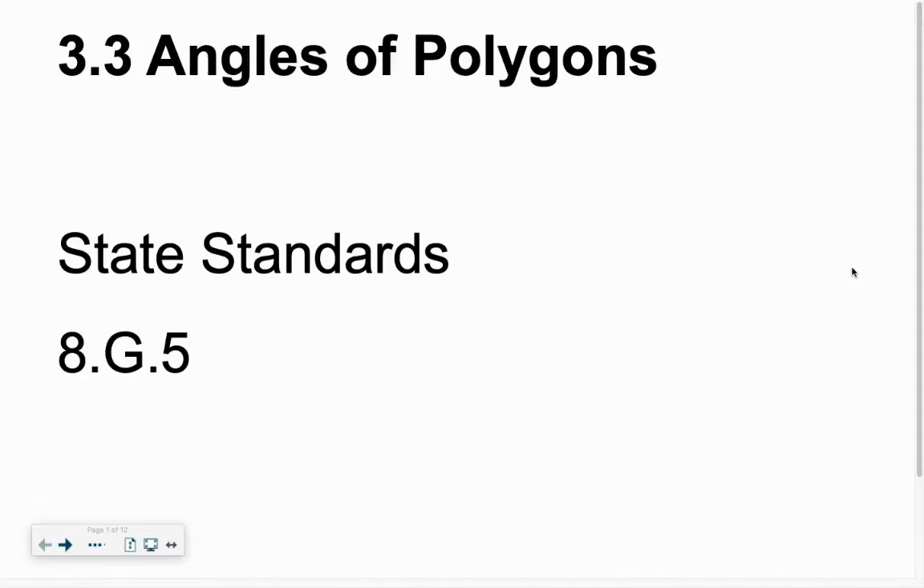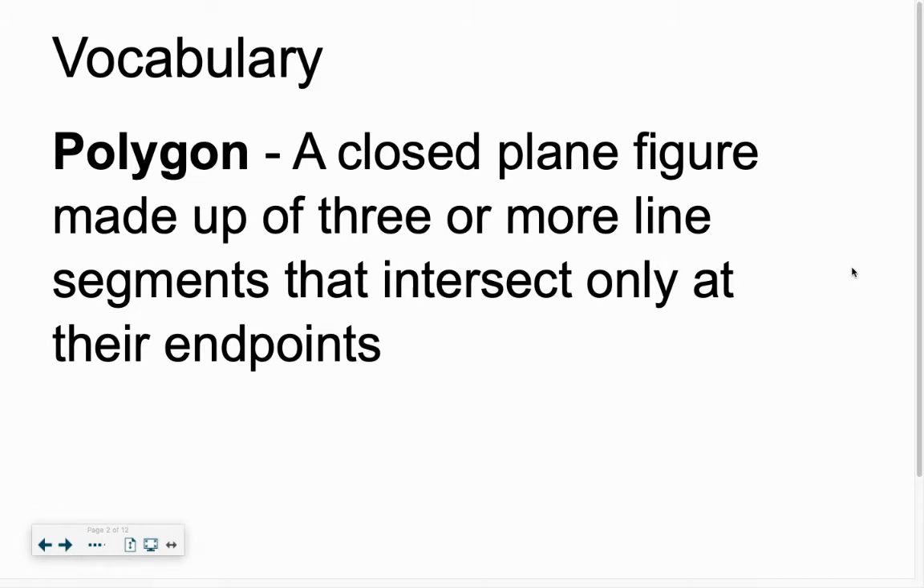3-3 angles of polygon, still state-centered 8G5. Today we're going to talk about a polygon. A polygon is a closed plane figure made up of 3 or more line segments that intersect at their endpoints. So we're talking about that polygon, triangle.